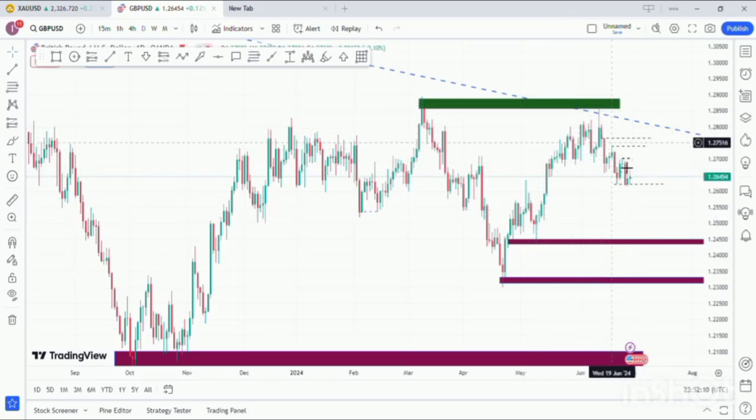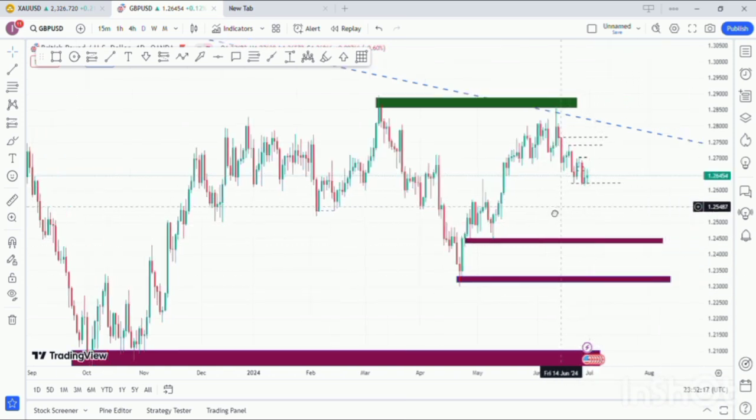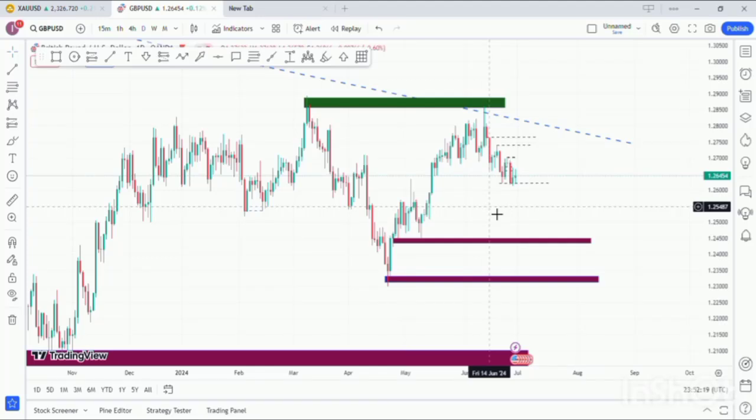So we'll be expecting a continuation to the downside for price to come down to respect this support zone right here. I'll just move this over to the left. We're expecting price to come down to respect this support zone right here, or possibly the next support below. But on the flip side, if price decides to reverse or continue upward, we'll be expecting price to come back to respect this resistance zone before there's a drop to the downside.